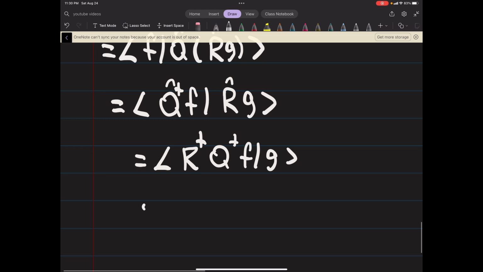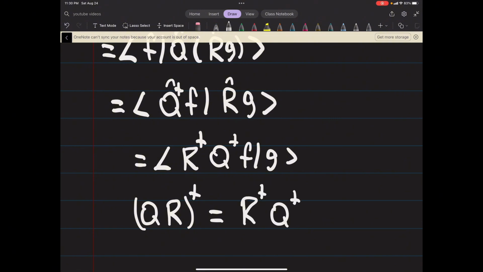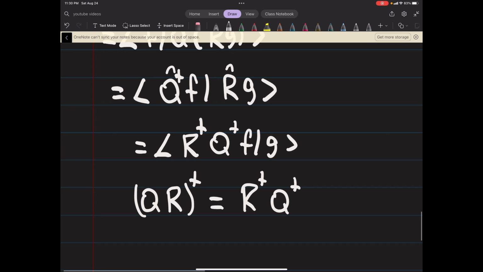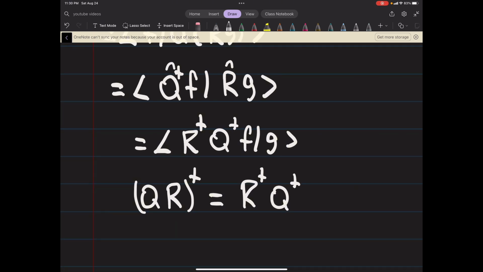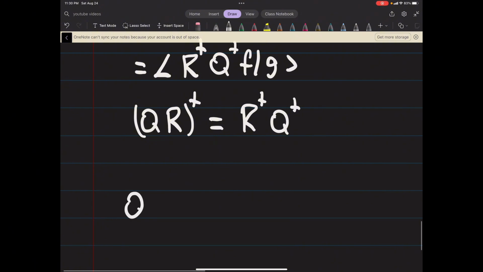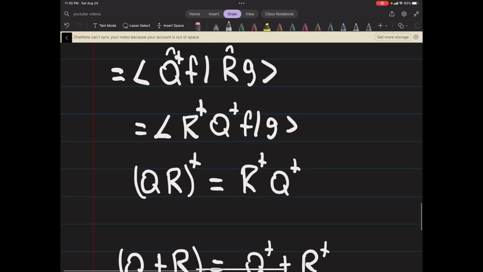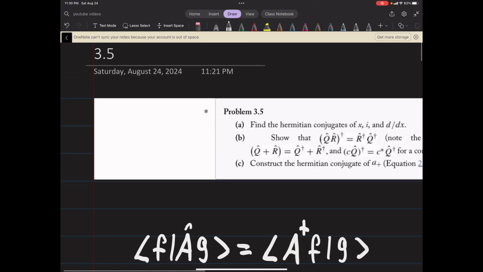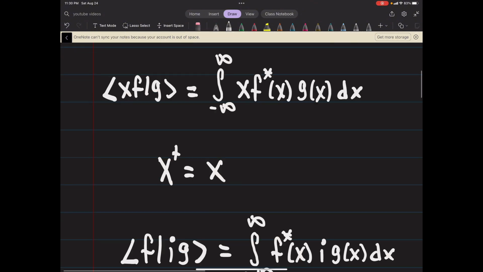So then we can say that this Hermitian conjugate is just R dagger Q dagger, where the order flips. You might have seen something like this in linear algebra where you try to find the transpose. It's a similar idea. This is just a way to work with it in terms of the inner product. The next one we want to show is that the Hermitian conjugate of Q plus R equals Q dagger plus R dagger. Let me make sure that one is correct. Scroll back up. Yes, okay.